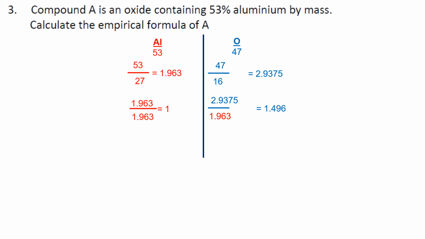Again, we can't round that to 1, but we could round it to 1.5. So it's 1 to 1.5. Multiply both of those by 2 to get it up to a whole number. So you get 2 to 3, so it's Al2O3.